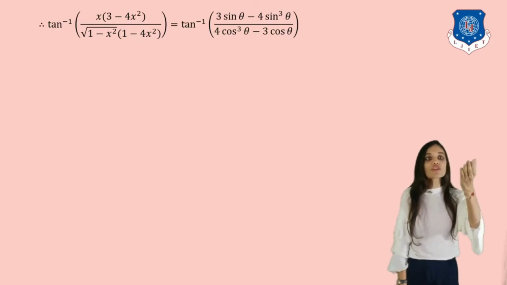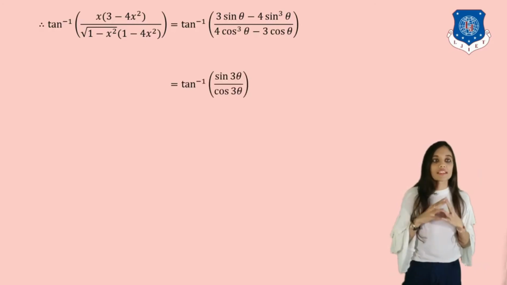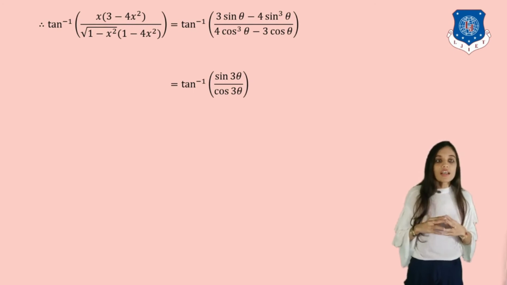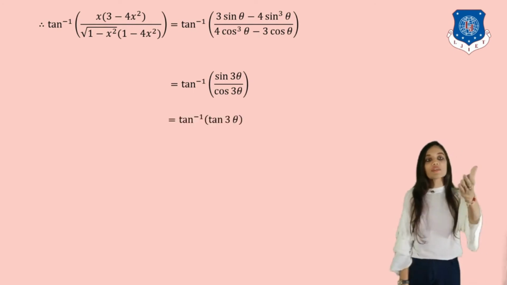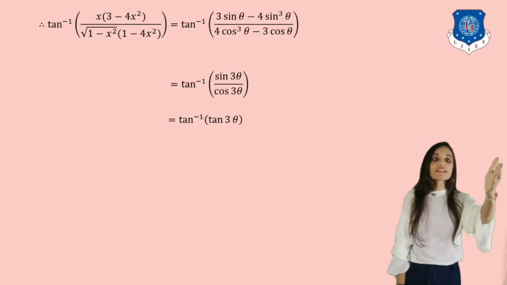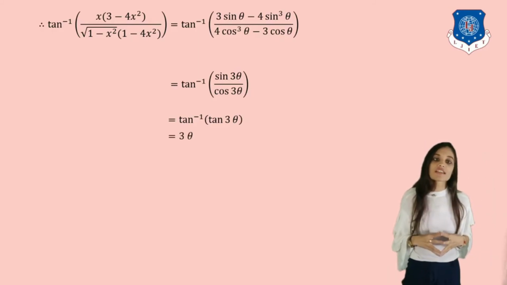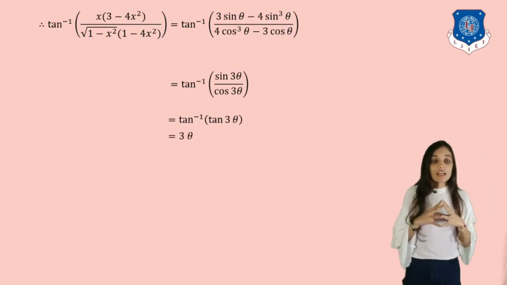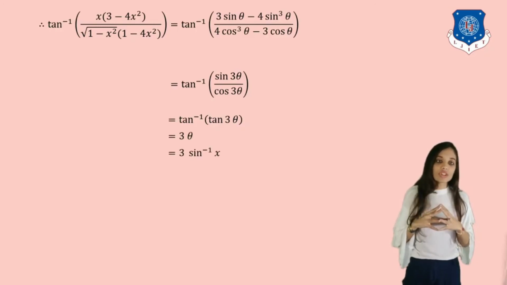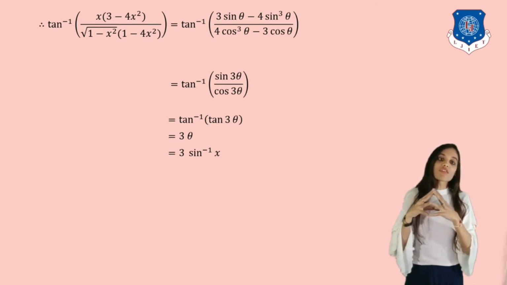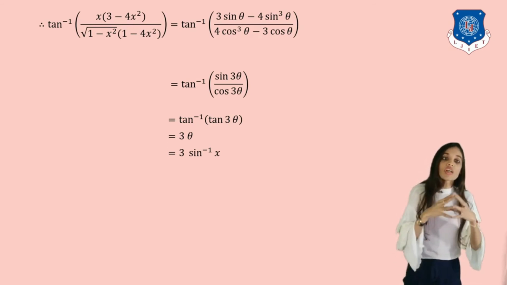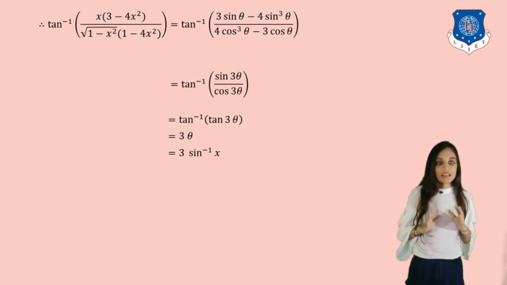Now you can see the numerator is the formula of sin 3 theta and the denominator is the formula of cos 3 theta. Now we all know sin upon cos is tan. So finally it will be equal to tan inverse of tan 3 theta. So finally our answer will be equal to 3 theta. Now again go to our assumption, theta is equal to sin inverse x. So finally we have converted the whole question into 3 sin inverse x.